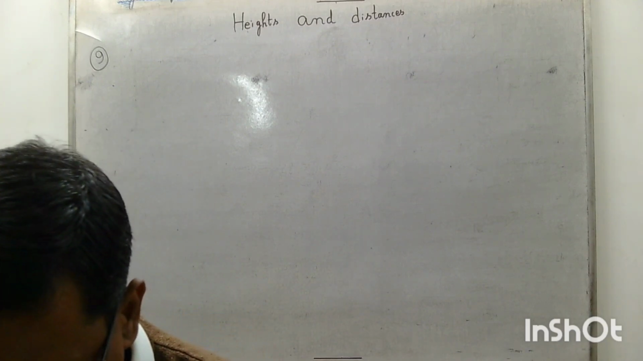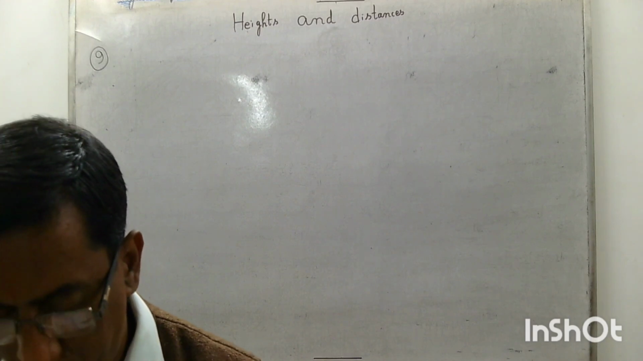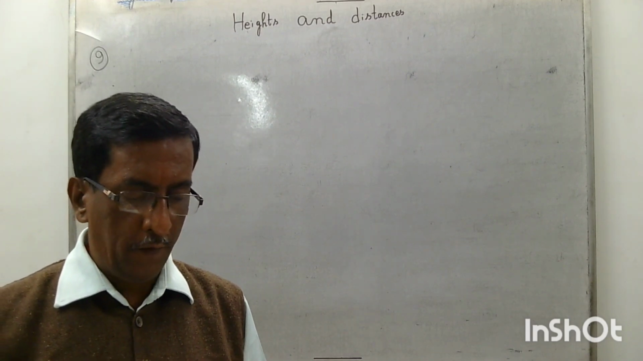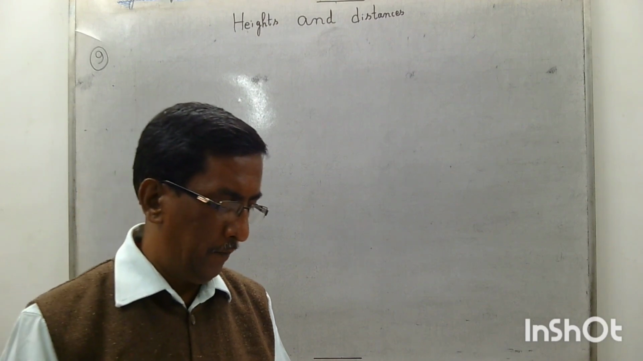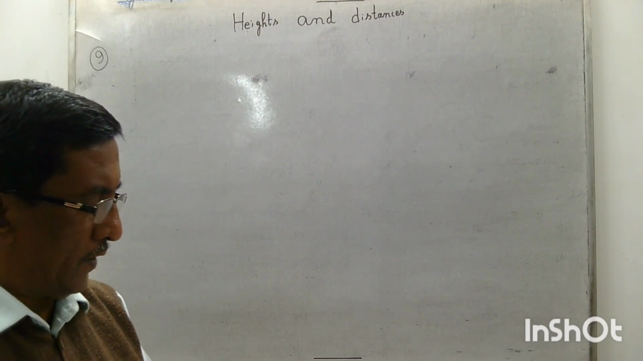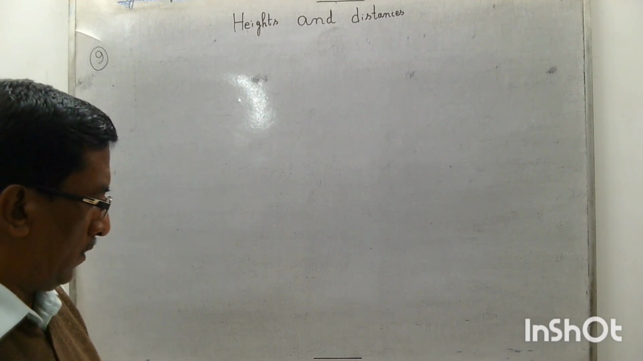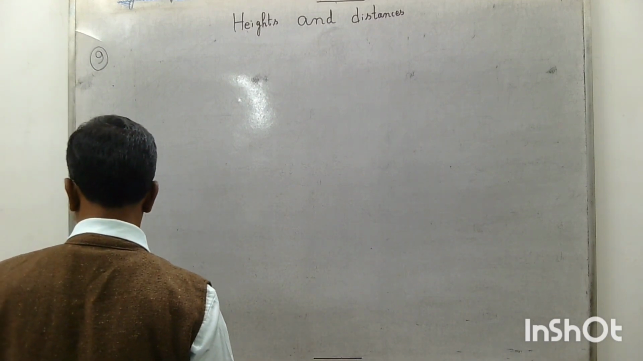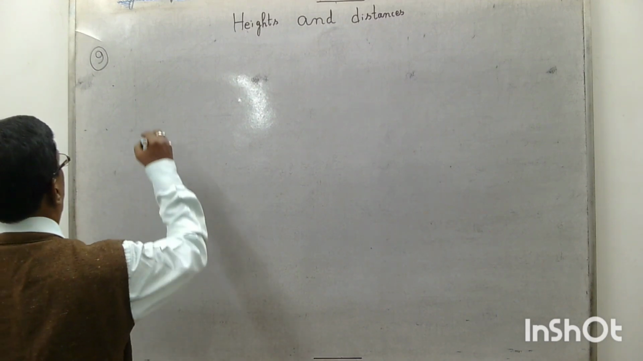Problem number 9. The length of the shadow of a tower standing on a level plane is found to be 2x meter longer when the sun's altitude is 30 degree than when it was 45 degree.